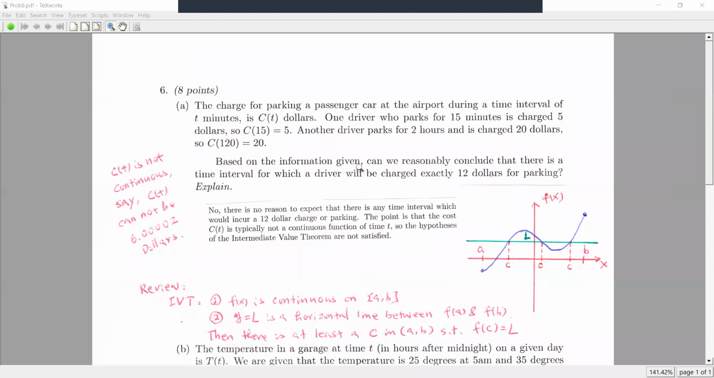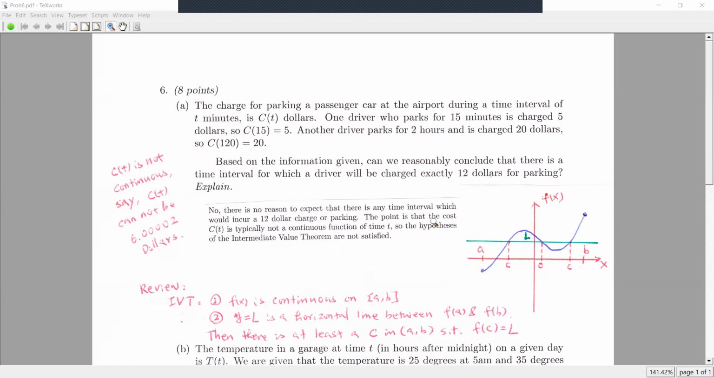Based on the information given, can we reasonably conclude that there is a time interval for which a driver will be charged exactly $12 for parking? In this diagram, now L is 12. The answer to the question is no. There is no reason to expect that there is any time interval which would incur a $12 charge for parking.